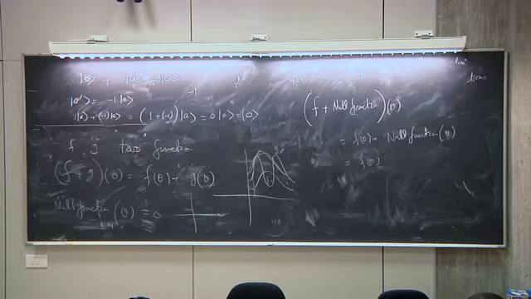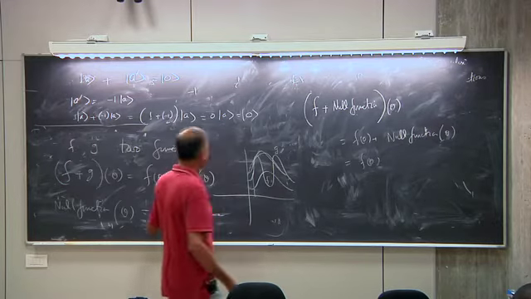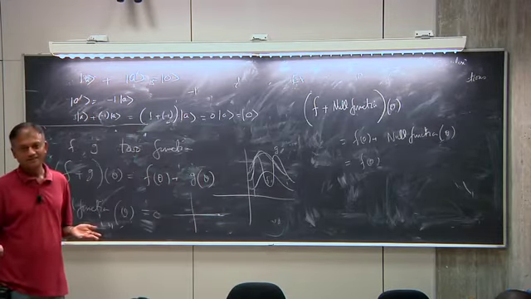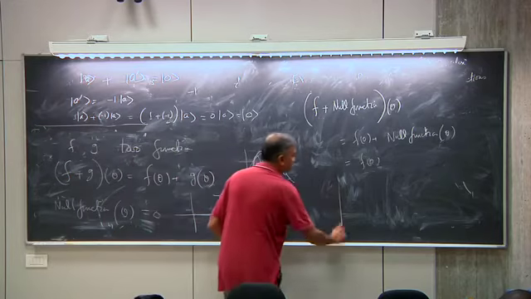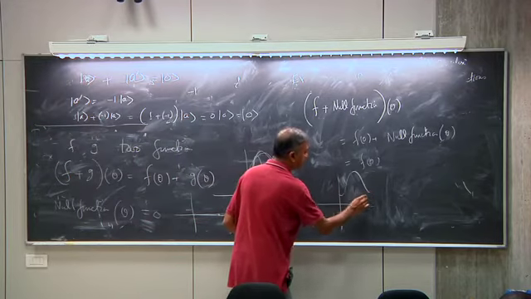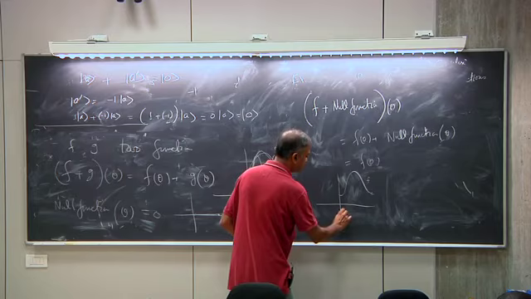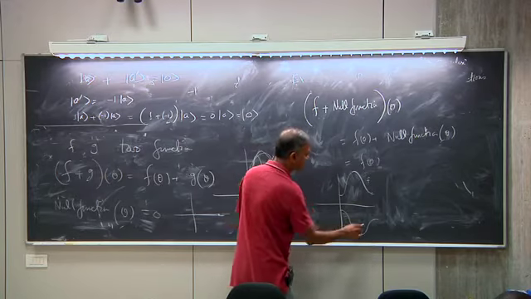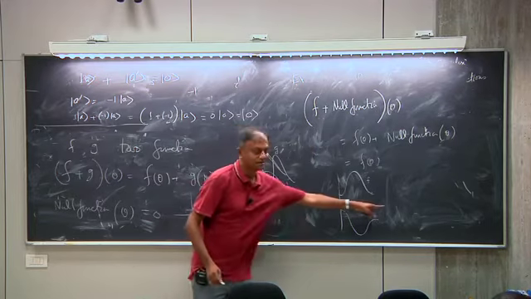And similarly, the inverse of f is simply minus f, right? If f is something here, then the inverse of f is simply f multiplied by minus 1. So when you add them up, you will get the 0 function.